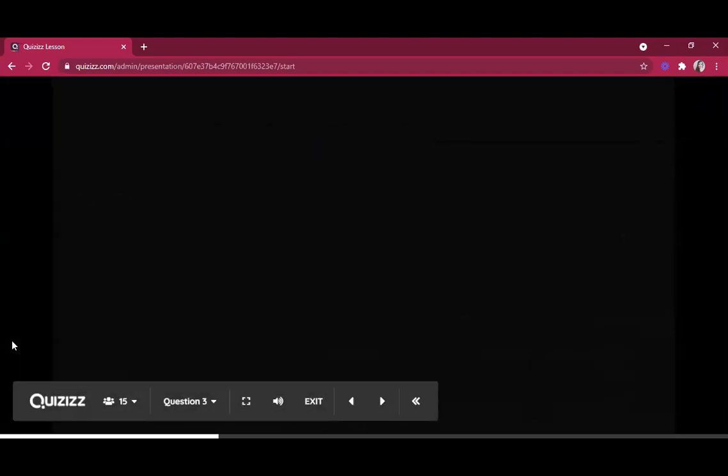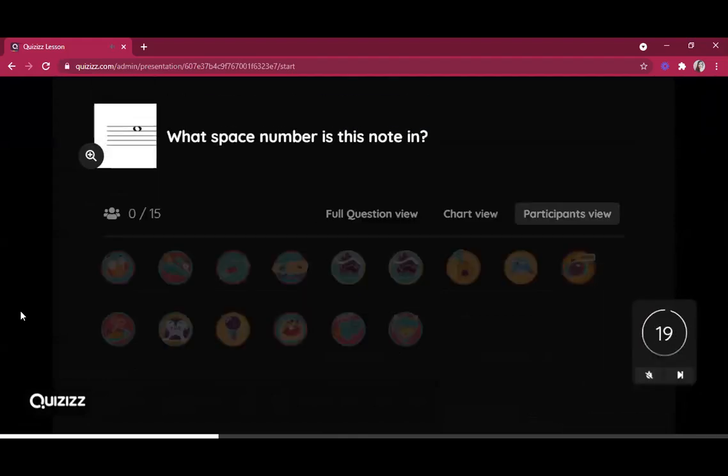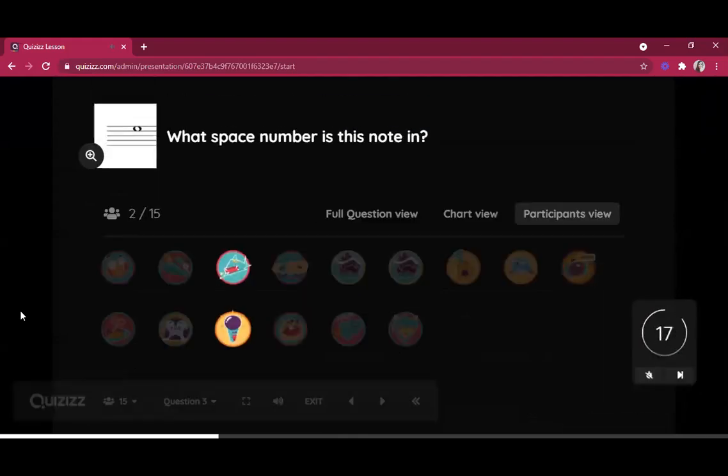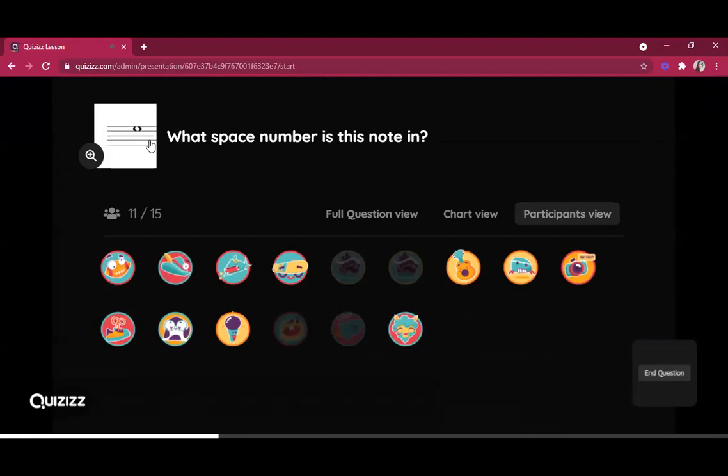Next number 3. So what space number is in the note? What space number is it? Yay, I'm in third place. No, I want to be in first place. I'm in sixth place. I'm in third place.